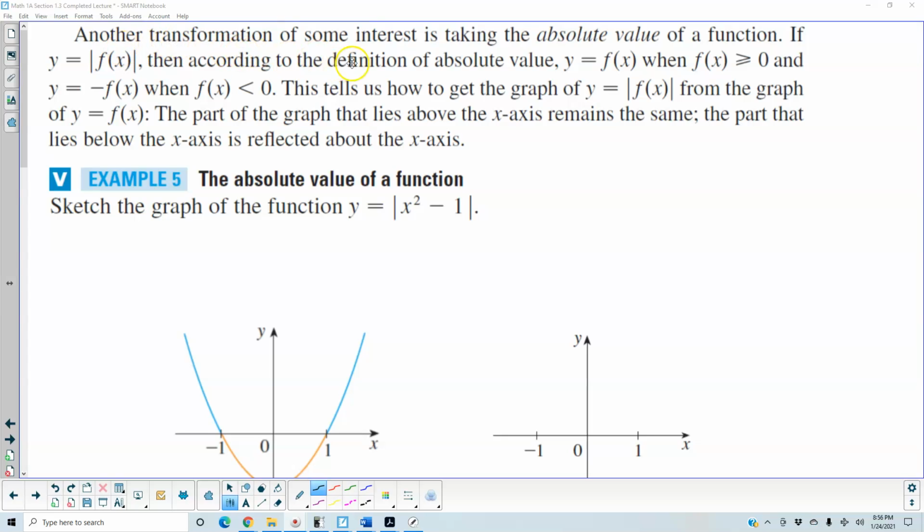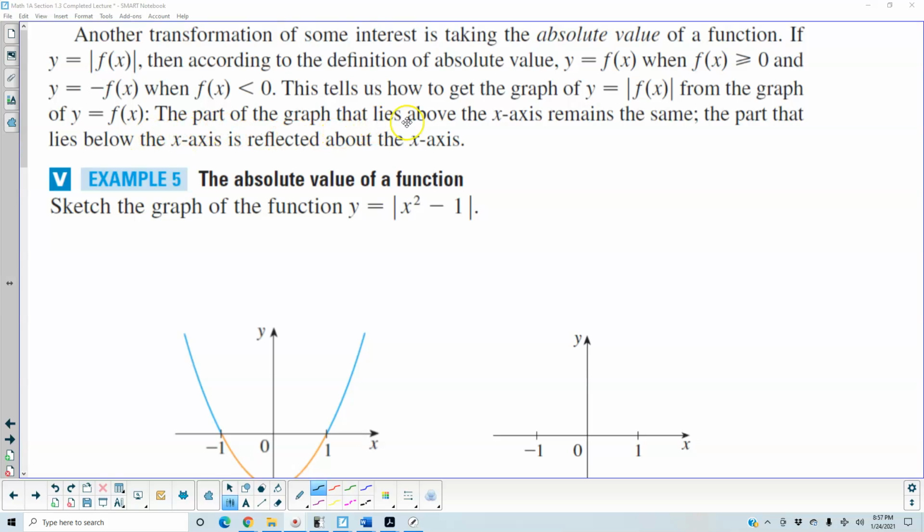Another transformation of some interest is taking the absolute value of a function. If y is equal to the absolute value of a function f of x, then according to the definition of absolute value, y is equal to f of x when the function f of x is greater than or equal to 0, and y is going to equal negative f of x when f of x is less than 0. This tells us how to get the graph of y is equal to the absolute value of f of x from the graph of y is equal to f of x.